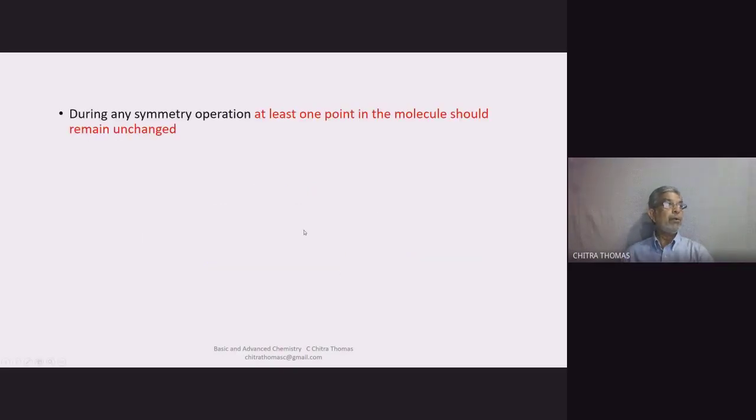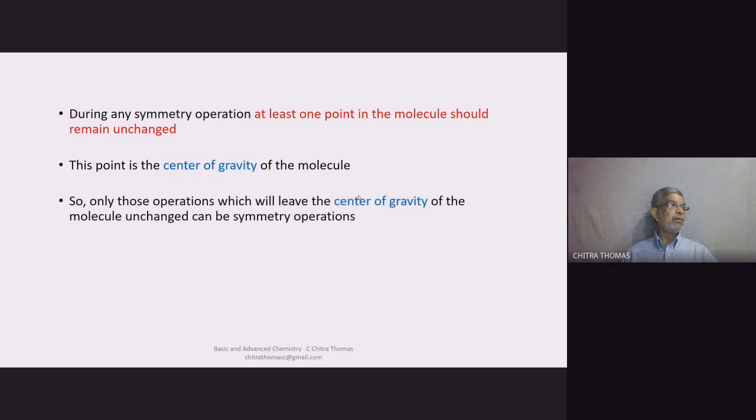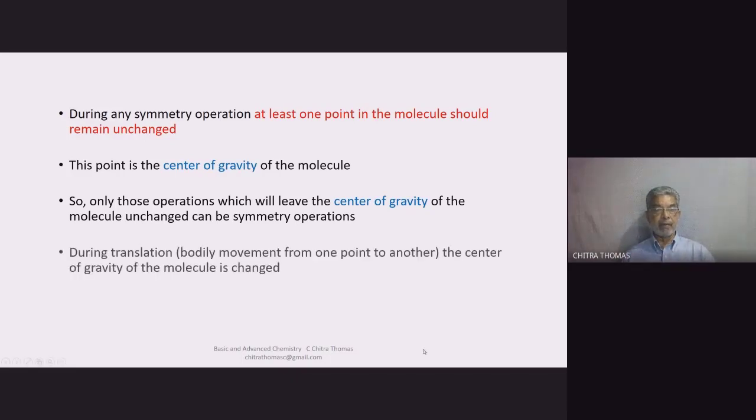Now, during any symmetry operation, at least one point in the molecule should remain unchanged. This point is the center of gravity of the molecule. So during any symmetry operation, at least one point should remain unchanged. This point is the center of gravity of the molecule. So only those operations which will leave the center of gravity of the molecule unchanged can be symmetry operations.